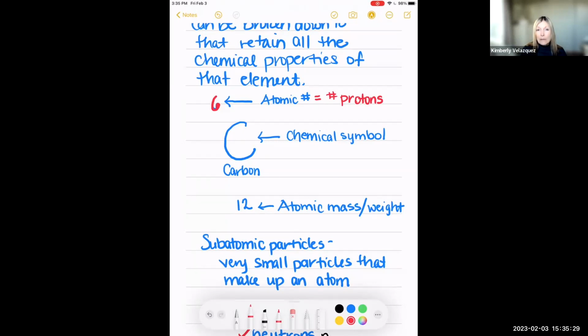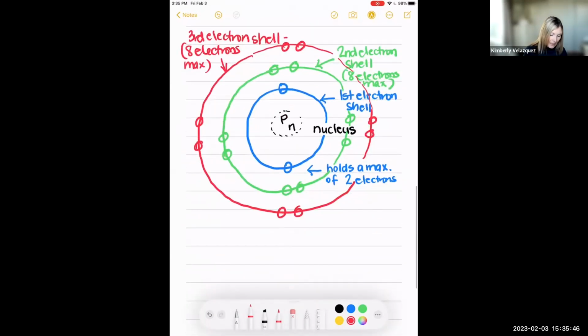So that means every element is arranged in order of the number of protons that it has in the nucleus. That number of protons cannot change for an element. If it's a different number of protons, it's a different element. So in the nucleus of carbon, it would have 6 protons. So I'm just going to erase this P and N here, and I'm going to draw carbon as our first example. So in the nucleus, carbon would have 6 protons.